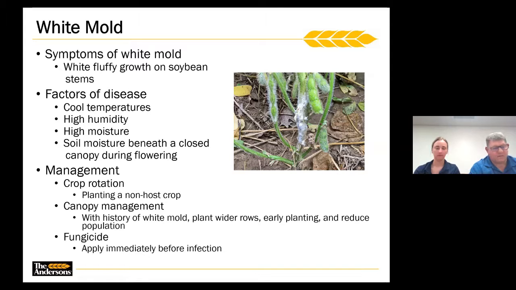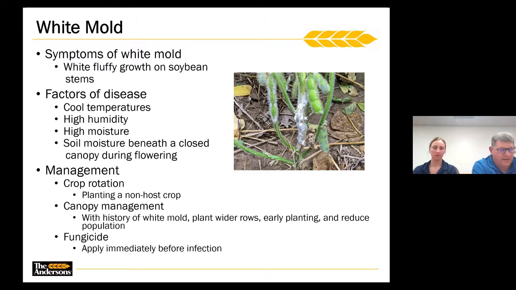So the first one is going to be white mold. It's one of those that's easy to identify out there as you start to see that white fluffy growth on the soybean stems. As you're looking at the soil surface, this is usually where you're going to start to see those mushroom-like structures out into the plants. It usually happens during our flowering time frame. Here, we really want to look for those wetter conditions, that higher humidity, that higher moisture that's going to be out there. This is when this disease is going to affect that plant.